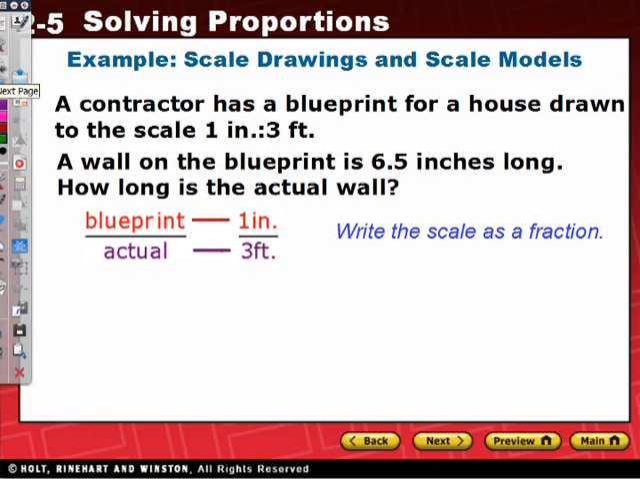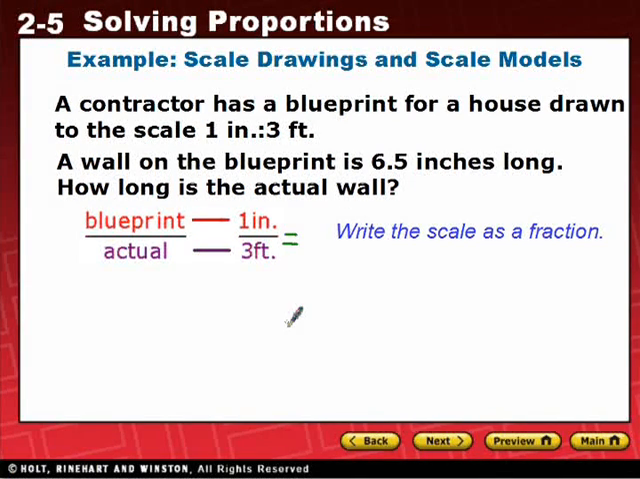Going to another example here, this time about a blueprint. A contractor has a blueprint for a house drawn to the scale 1 inch to 3 feet. A wall on the blueprint is 6.5 inches long. How long is the actual wall? So very similar to the map problem. So we know that the blueprint has 1 inch to 3 feet, and our wall is 6.5 inches long on the blueprint and x feet long in actuality.